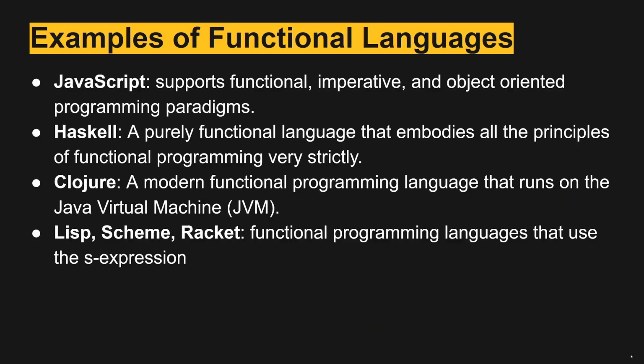So what are some examples of functional languages? JavaScript has strong support for functional programming. It also supports imperative and object-oriented paradigms. Haskell is a pure functional language that embodies the principles of functional programming. And Clojure is a modern functional programming language that runs on the JVM. And then we also have Lisp, Scheme, and Racket that are all very similar functional programming languages that use the S-expression. And in this class we will be covering Scheme.